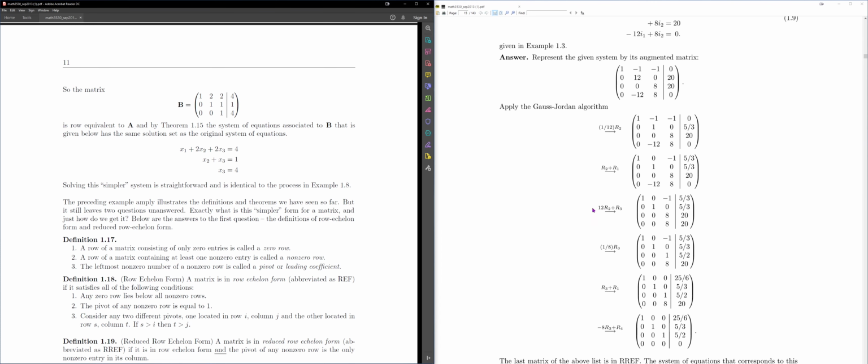We're using something called the Gauss-Jordan algorithm, but the point is you're going to do your operations in a systematic way until you come down to this matrix here. And this entire matrix here, well, it's a 4 by 4.